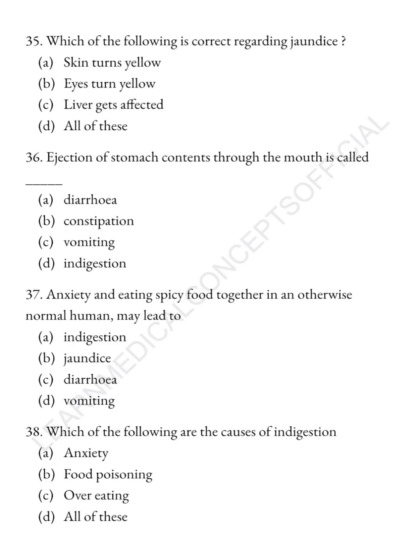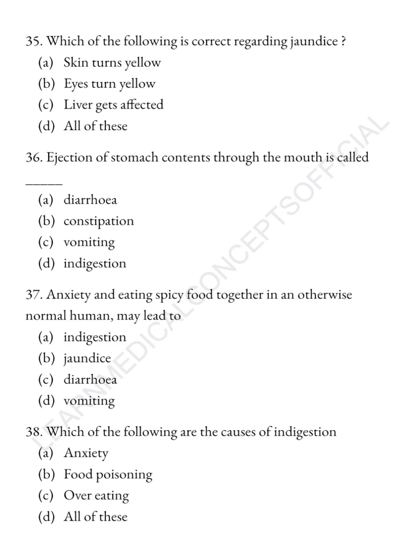Coming to the 36th question, egestion of stomach contents through the mouth is called dash. Option A, diarrhea. Option B, constipation. Option C, vomiting. Option D, ejection. Indigestion. And your time starts now. And the correct option is option C.